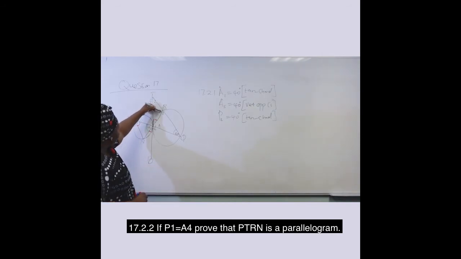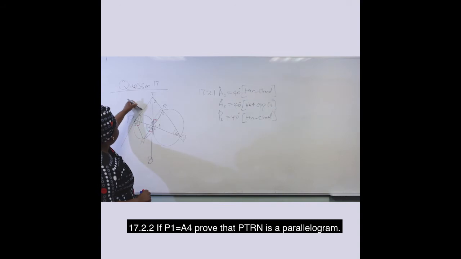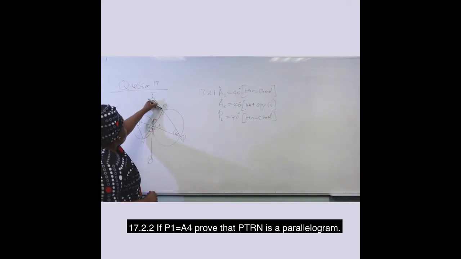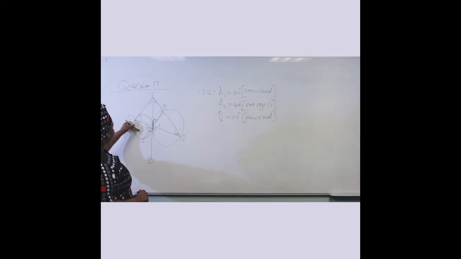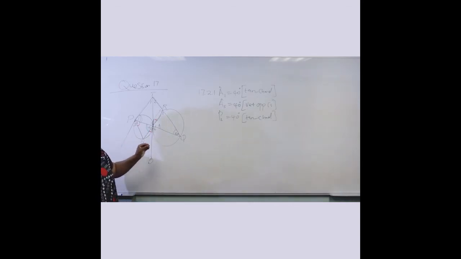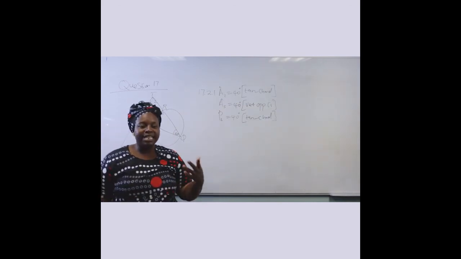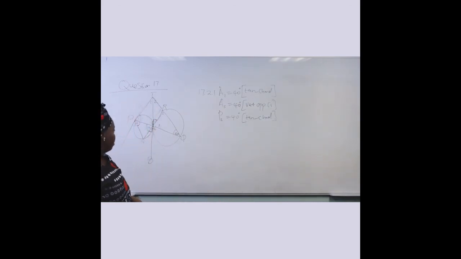PTRN, it's a parallelogram. So we have to prove that this shape there is a parallelogram. Folks, what must we do? We must try to figure out the properties of a parallelogram. And that's where we're going to get it right. Remember, if we have a parallelogram, we have to have parallel lines. Opposite pairs are parallel, and also opposite pairs are equal. That is a parallelogram.